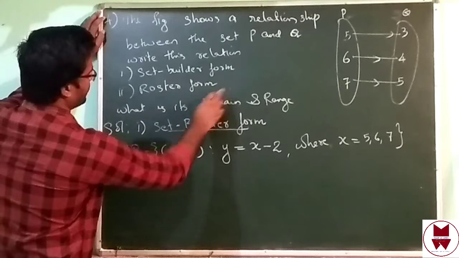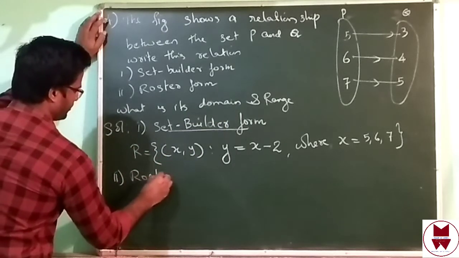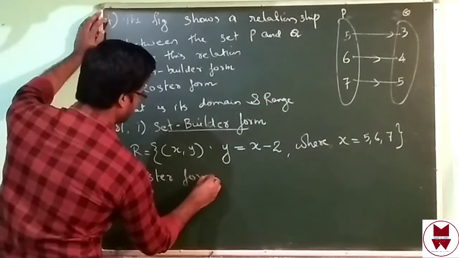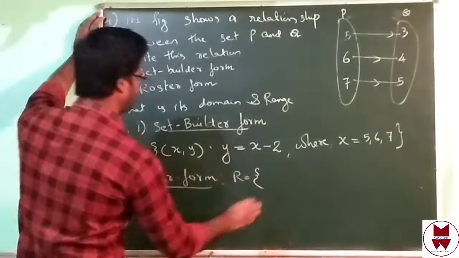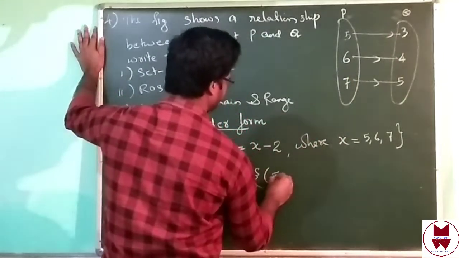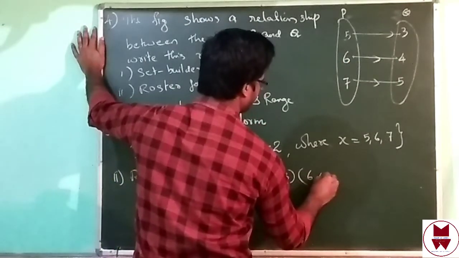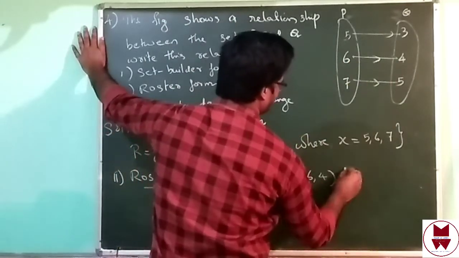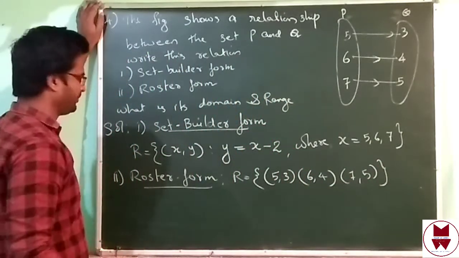Then second, Roman numeral 2, roster form. R equal to, make it ordered pairs: 5, 3, 6, 4, 7, 5. These are our roster form.